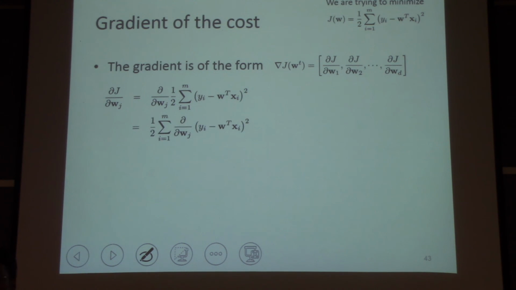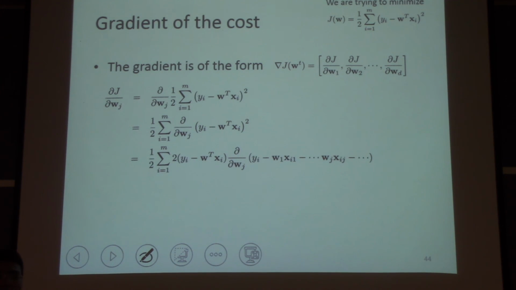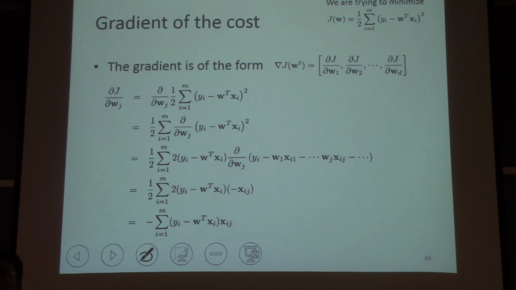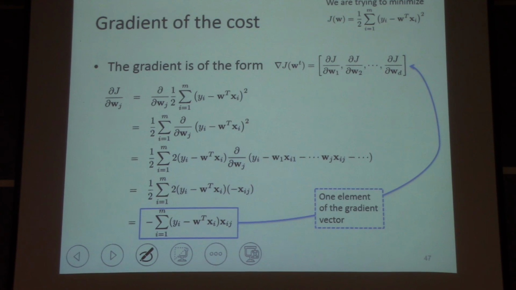The derivative of the sum is the sum of the derivative. And the derivative of the square, we know how to do it. We keep applying the chain rule. This is the big thing here. We keep applying the chain rule and do it for every dimension. Now we have the derivative of the whole function, and this is the jth element of this whole thing. One element in the gradient vector. Questions?